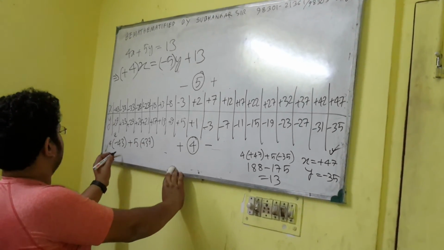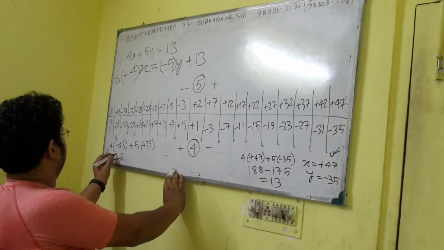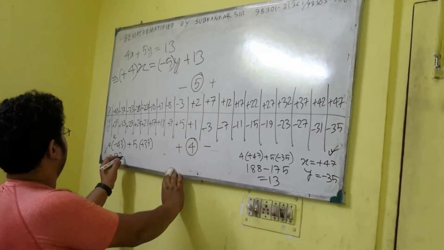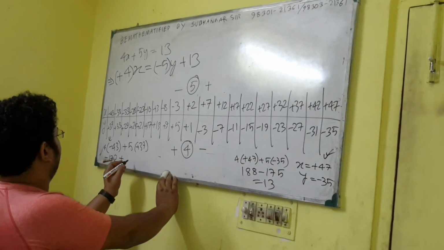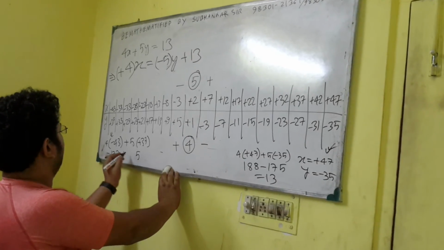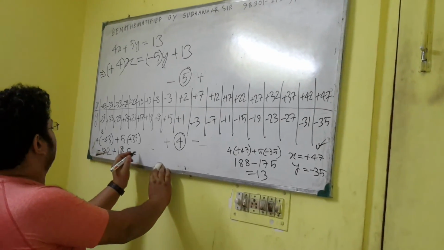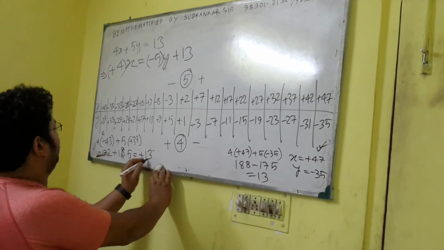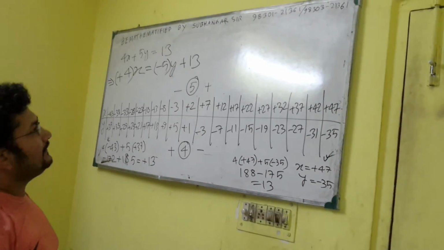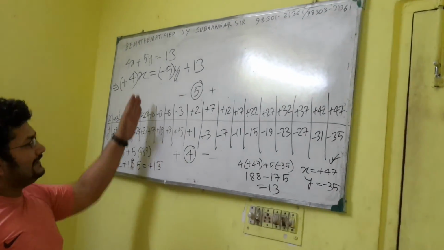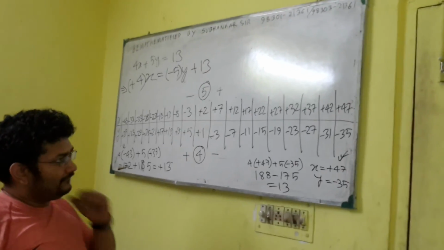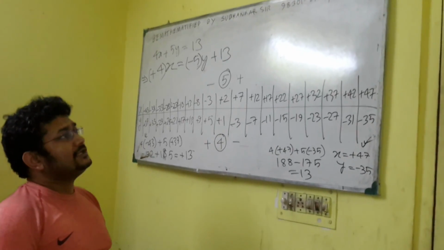it will be minus and plus, so this is plus 13. Yes, both of them are matching. So we can see how surprisingly we can find the values in a very short time.